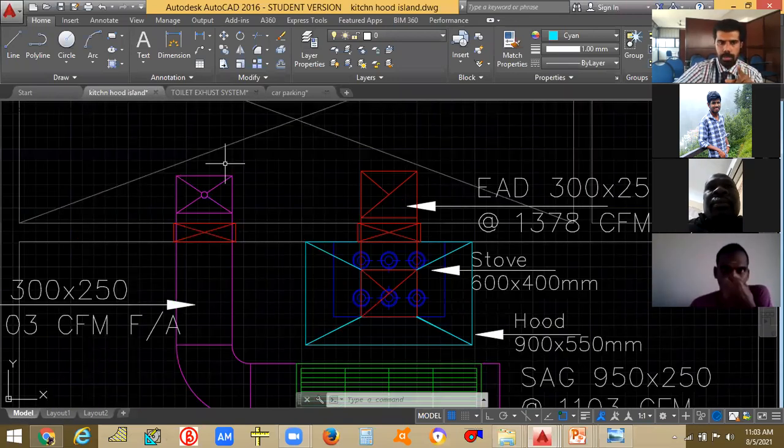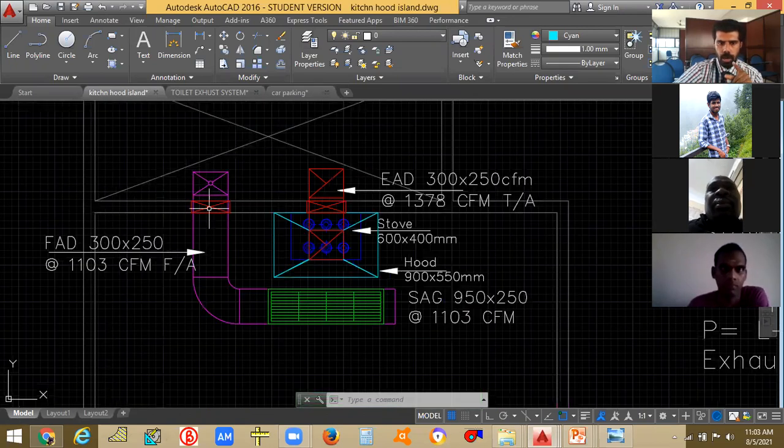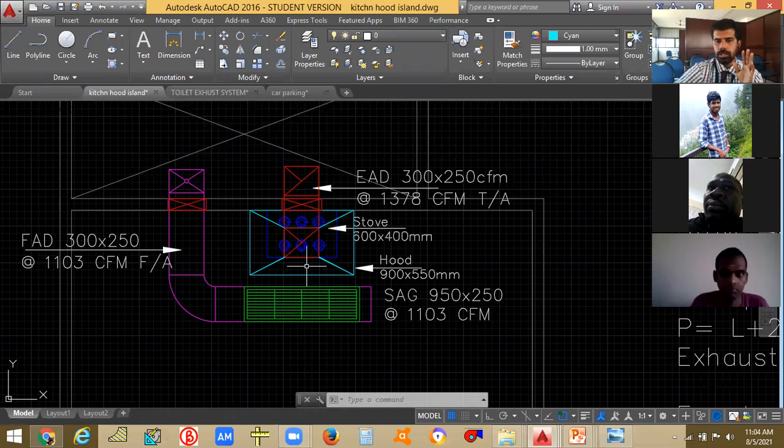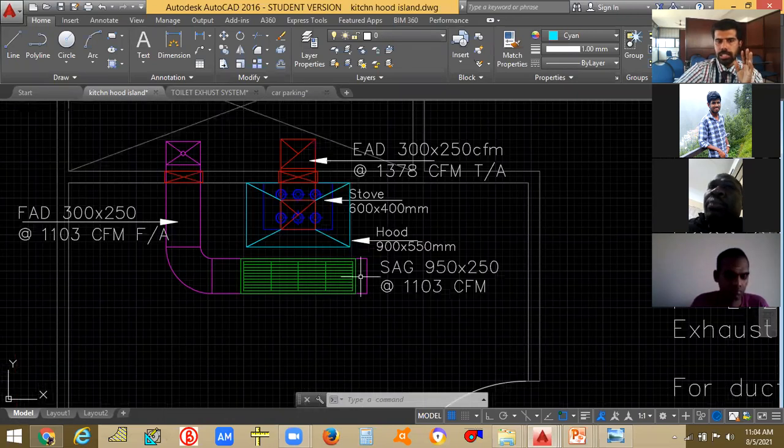So this is the fresh air. From the top, it is coming down, and it breaks the wall. You can see here, the size of the fresh air duct, FAD, is 300 into 250. Here also you can take 300 into 250 for 1103 CFM. This 300 and 250 you got from duct sizer software only. It goes there to a grill. Through this grill, the air will be coming to the kitchen, and you have to size this grill with the help of another software known as Beta software. That also will be taken in the coming class.